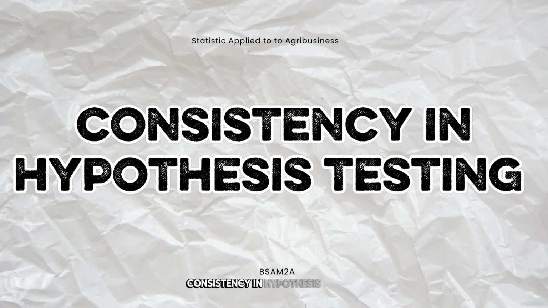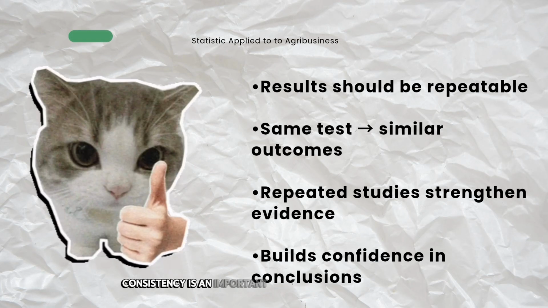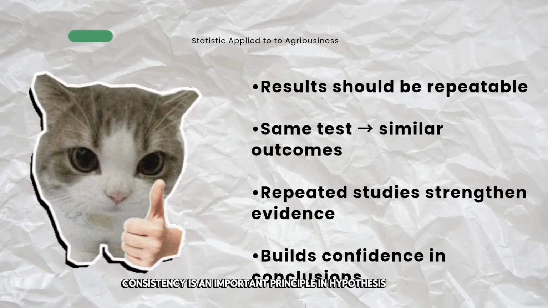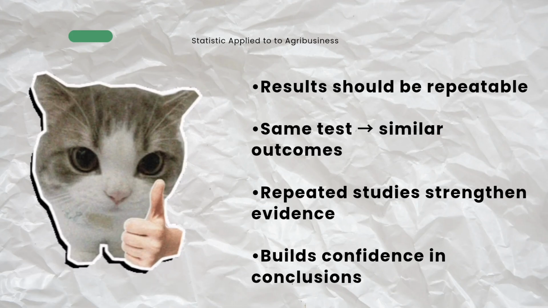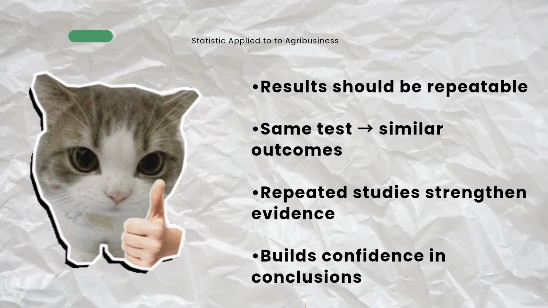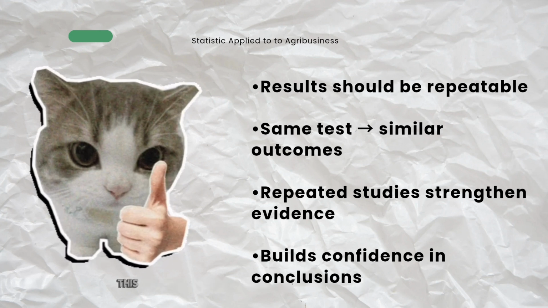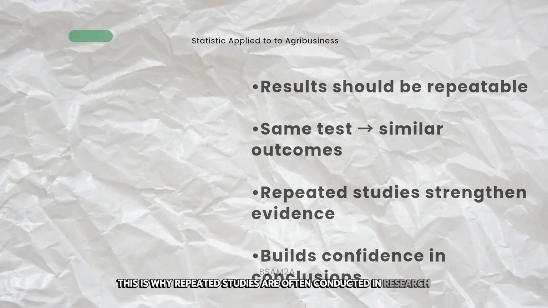Consistency in hypothesis testing. Consistency is an important principle in hypothesis testing. This means that if the same test is repeated under the same conditions, it should produce similar results. However, because we are using samples, there will always be some variation in outcomes. This is why repeated studies are often conducted in research.